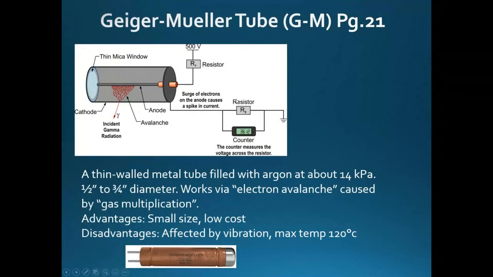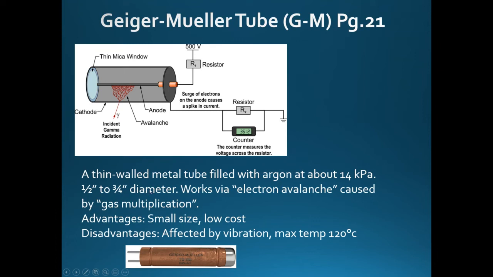First here we have the Geiger-Müller tube, and the name may sound familiar. If you watch Bugs Bunny, they use the Geiger counter, the device that they walk around with to measure radiation that we see in movies. So the Geiger-Müller tube is a thin-walled metal tube filled with argon at about 14 kPa. I know that's pretty specific, but you'll see why in the next slide.